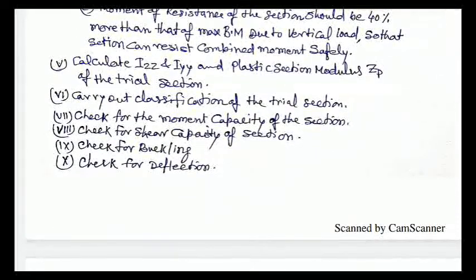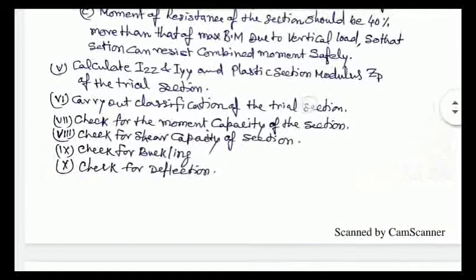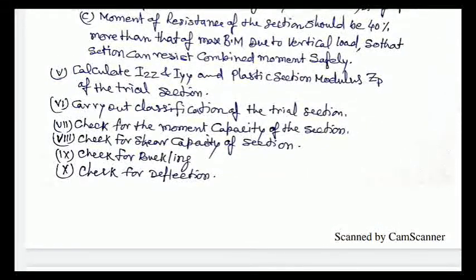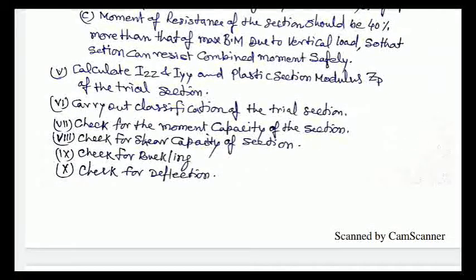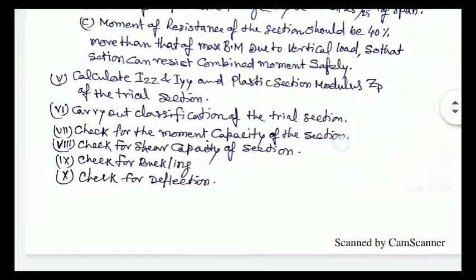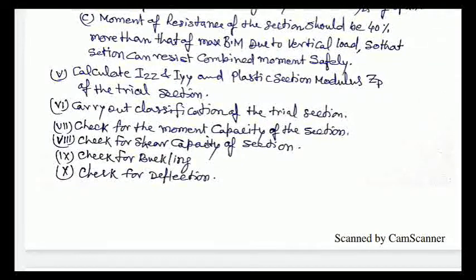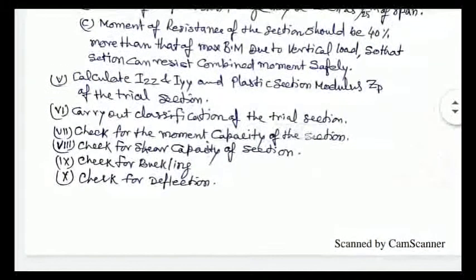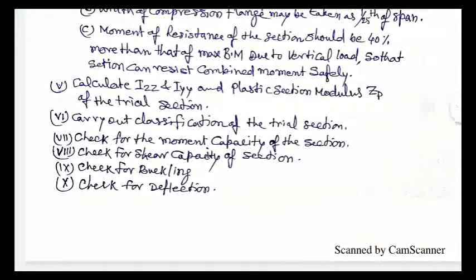then fifth, calculate IZZ and IYY and plastic section modulus ZP of the trial section. On finding this ZP, we can estimate the strength of the girder. The next step is to carry out classification of the trial section. This classification is carried out just for knowing whether the section is plastic or not. So you may or may not carry out this classification.